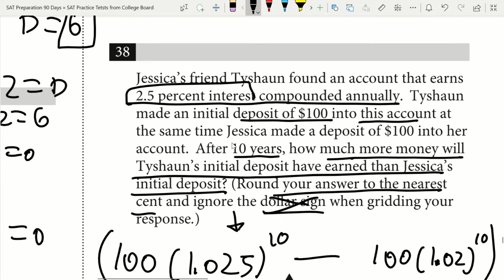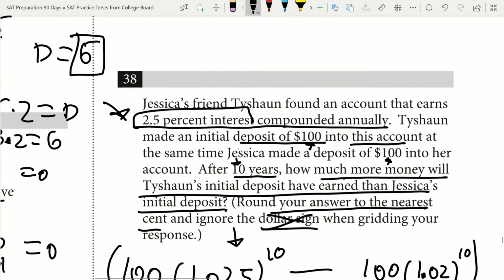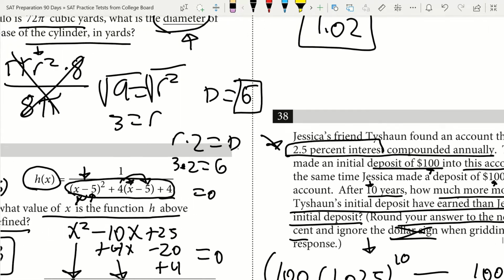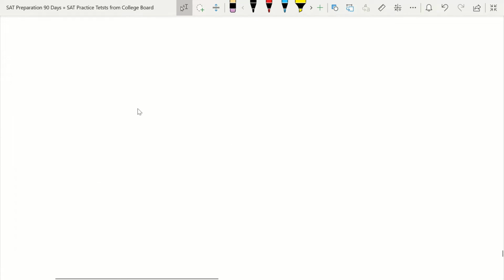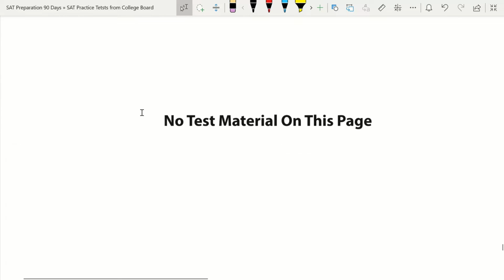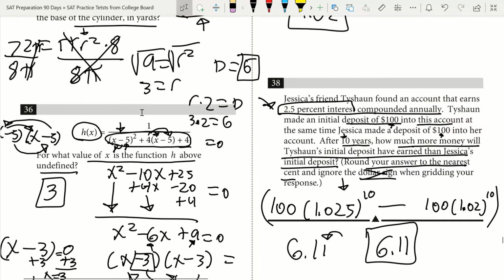Important things to pay attention to are the interest rates, the initial deposit values, and the t years, okay? So those are the important things to pay attention to there. That's really all that I wanted to cover today. I've already covered a lot of stuff on this free response section for the math with calculator. So with that, let's just go ahead and switch over to our other section.